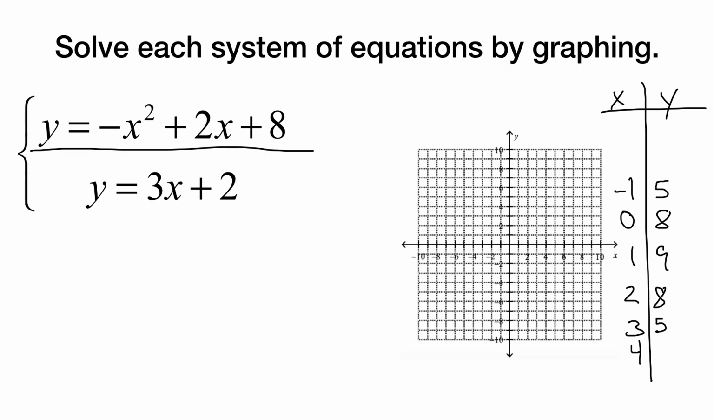So at negative 16 plus 8, oh, that ends up being 0. So negative 2 is 0. And just one more, 5. Negative 25 plus 10 is negative 15, plus 8 is negative 7. So negative 3 is also negative 7.